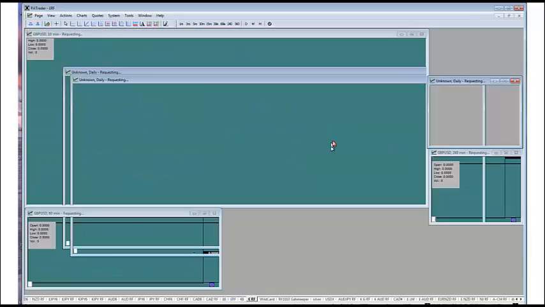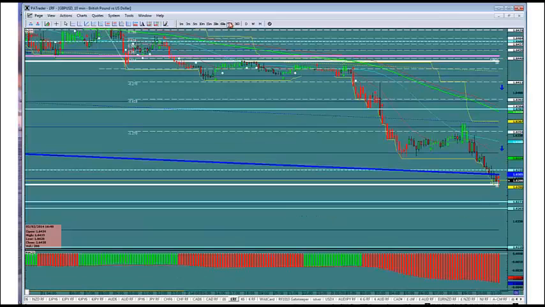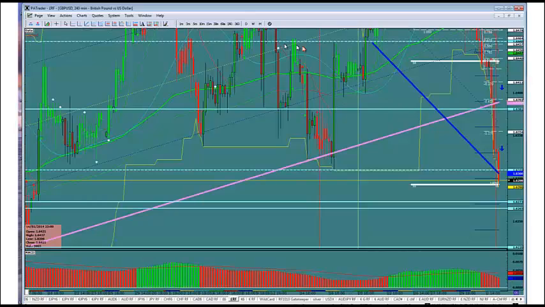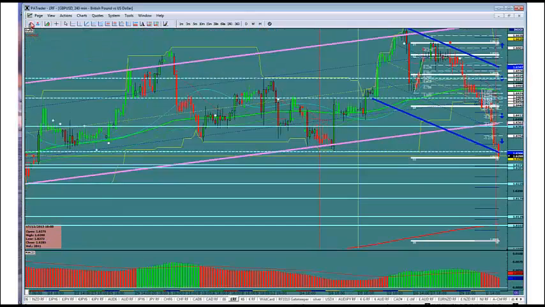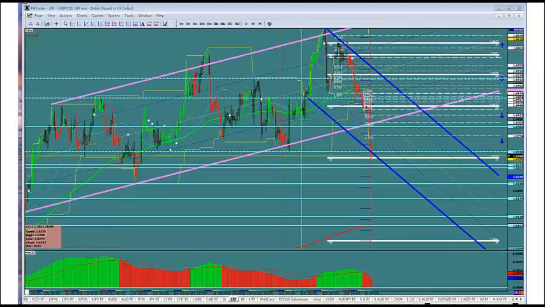Over to the pound. I'm not going to answer any questions, folks. I'm just going to go through here as fast as we can because we don't want a long recording. So we've had a breakout, as you can see, on the British pound. Let me scrunch this up a little bit. We've had a breakout, and we're attempting a move to the downside.